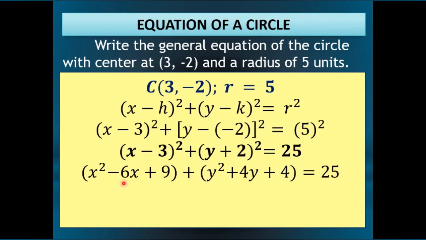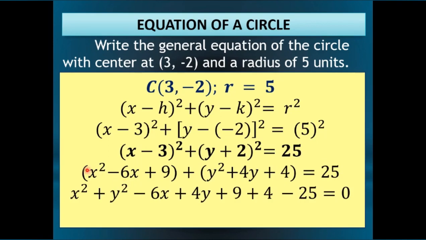And then we arrange the terms again. So we have x squared plus y squared minus 6x plus 4y plus 9 plus 4. And then we have positive 25 here. We have to add negative 25 to both sides. So we have minus 25 equals 0. And then we simplify our constant values here.